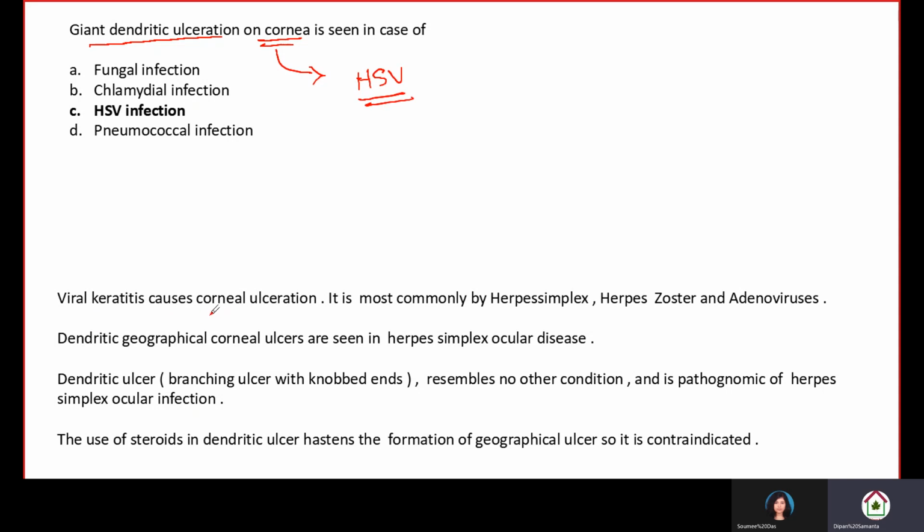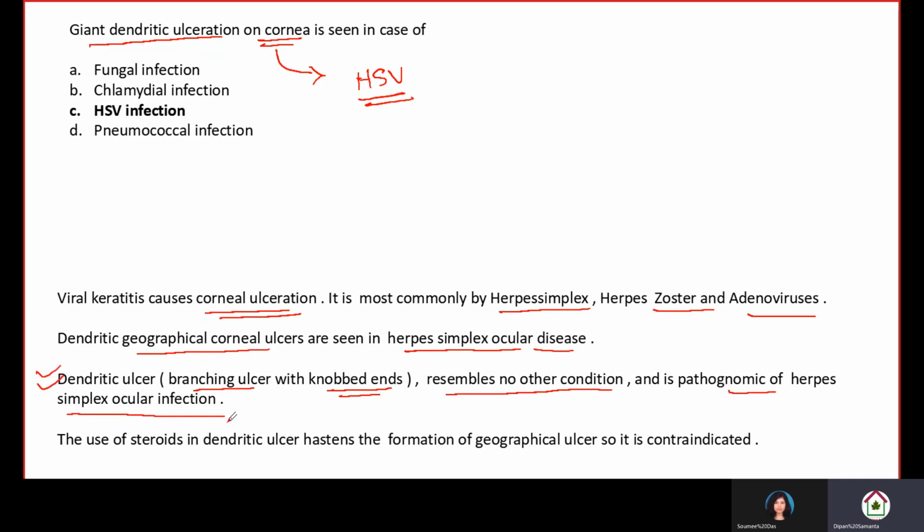Viral keratitis causes corneal ulceration, which is most commonly by herpes simplex, zoster, adenoviruses. Dendritic geographical corneal ulcers are seen in herpes simplex ocular disease, while dendritic ulcer, a branching ulcer with knobbed ends, resembles no other condition and is pathognomonic of herpes simplex ocular infection.